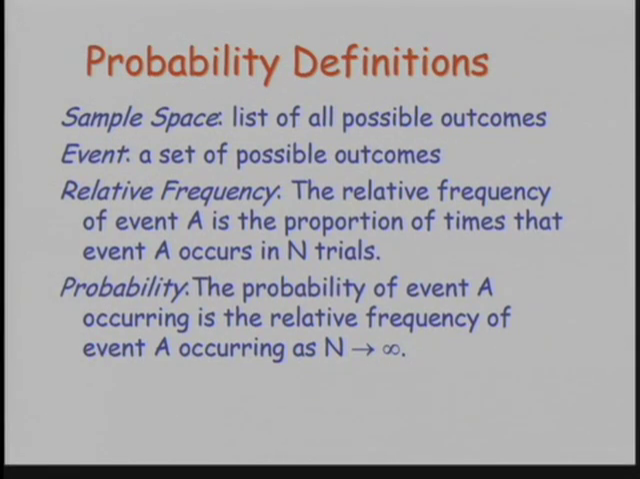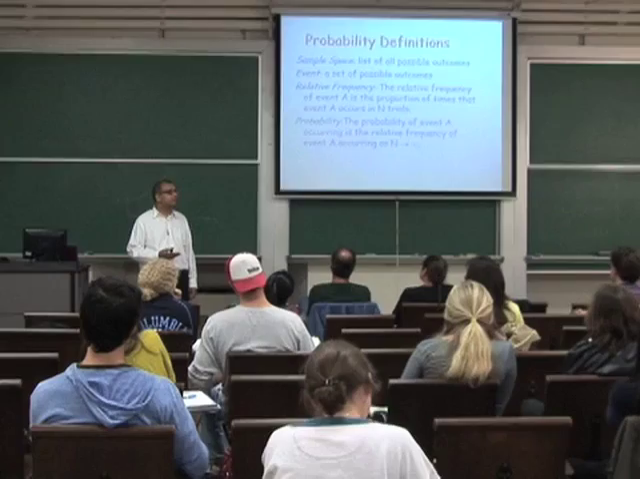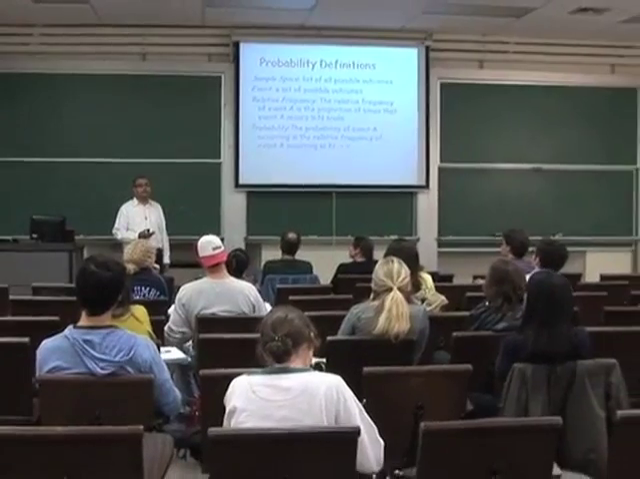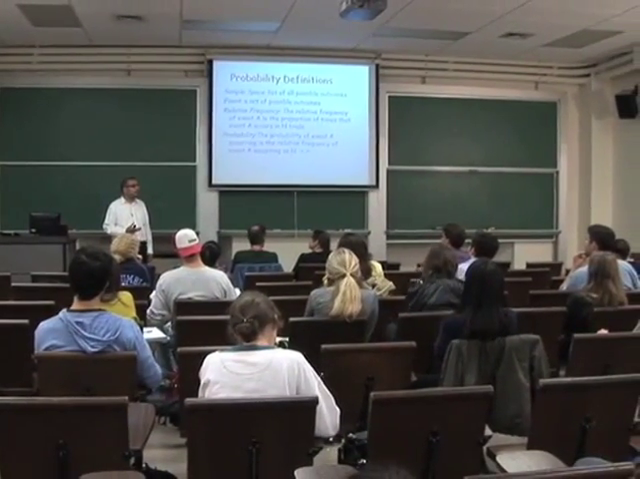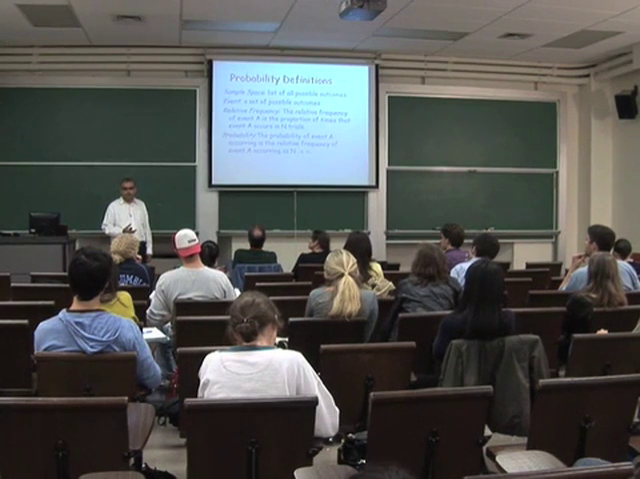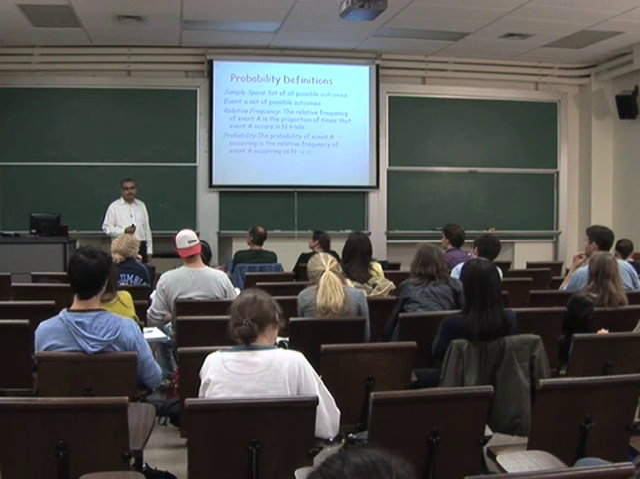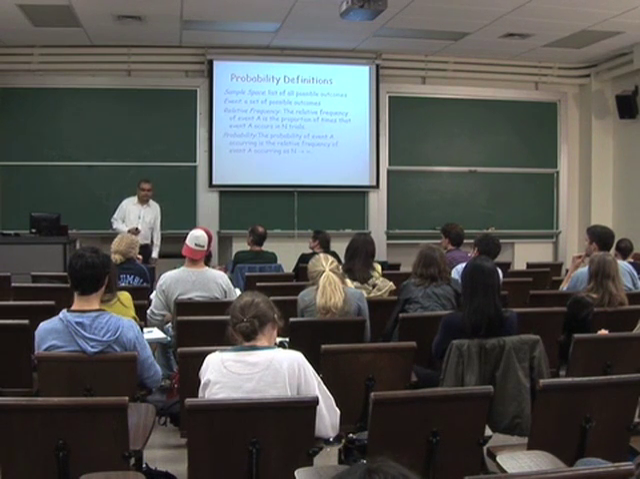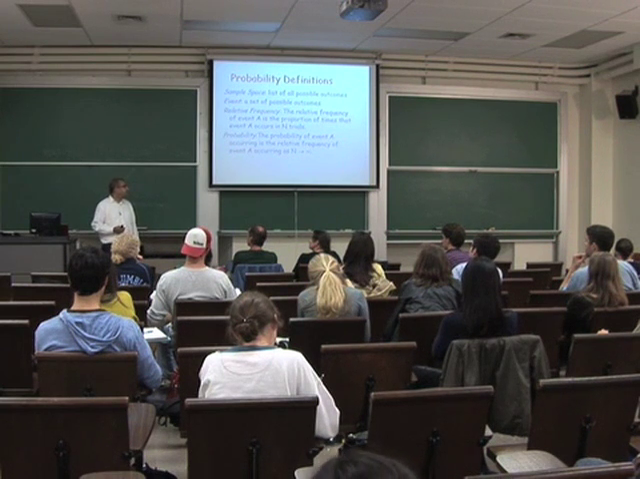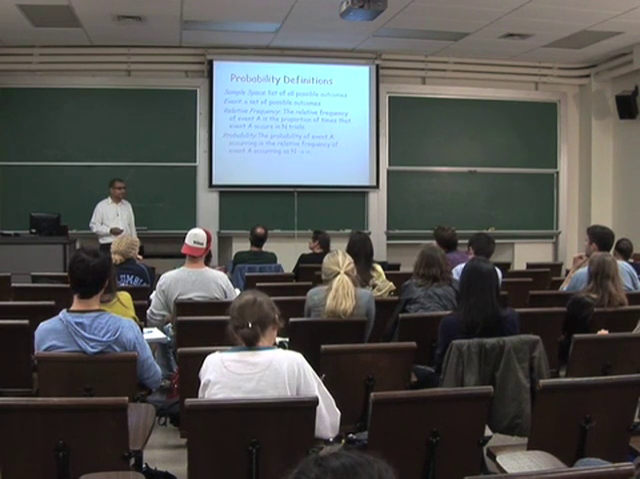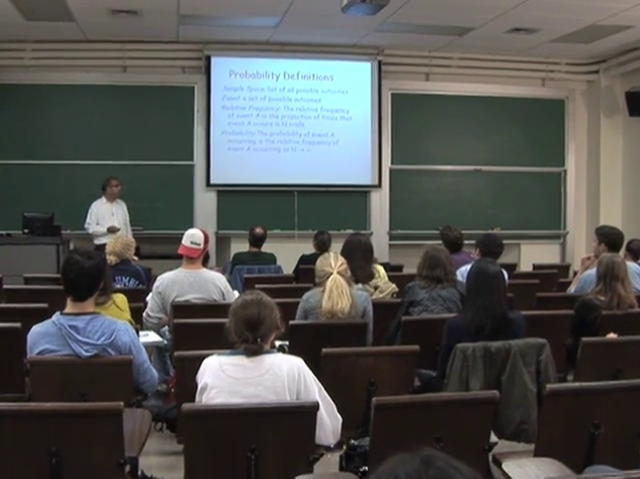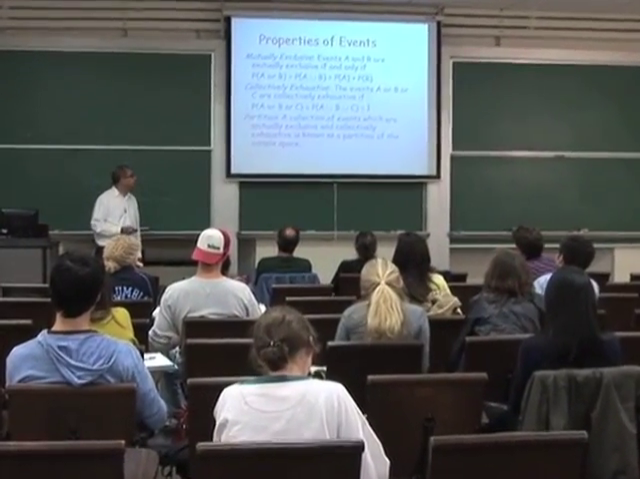The probability of event A occurring is the relative frequency of event A as n goes to infinity. So as I run that trial repeatedly with no change in structure except the new realizations of the uncertainty, the limit of that relative frequency is the probability.